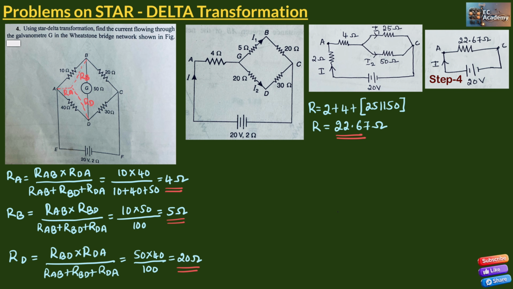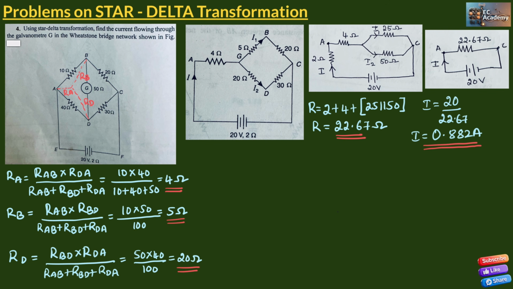Now we can find the current through the network as I is equal to V by R, which is 20 volt divided by 22.67 ohm. So the current I will be equal to 0.882 amperes. So this is the overall current that is flowing through the network. Now if you can observe, this current I is divided into I1 and I2. So we can find the current I1 and I2.